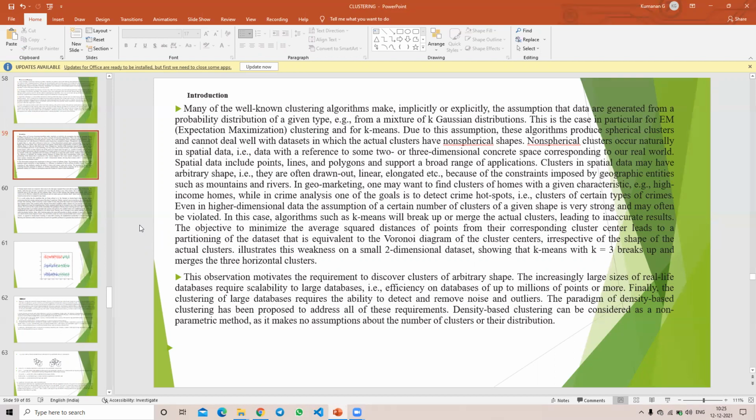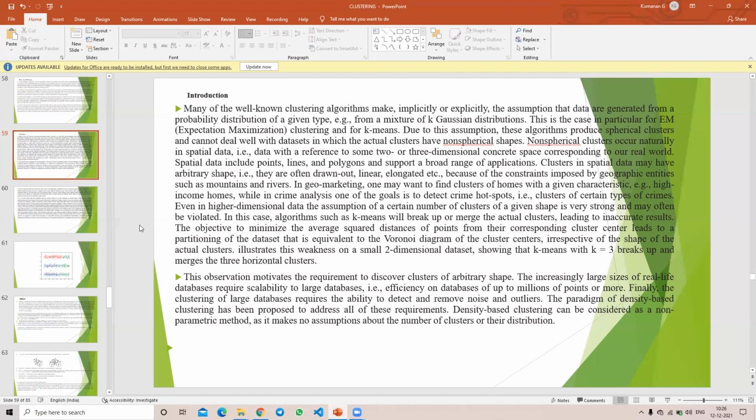Many well-known clustering algorithms make, implicitly or explicitly, the assumption that data are generated from a probability distribution of a given type. For example, a mixture of K Gaussian distributions, which is the case in particular for EM. EM means expectation maximization clustering, and for K-means. Due to this assumption, these algorithms produce spherical clusters and cannot deal well with data sets in which the actual clusters have non-spherical shapes.